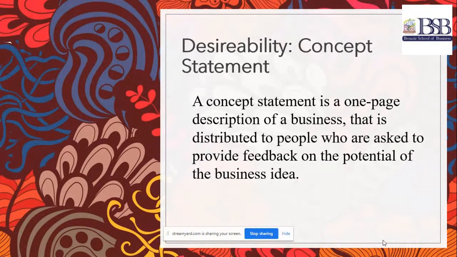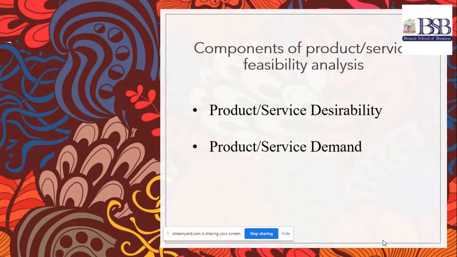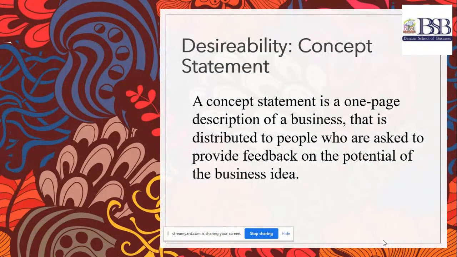So I will revise again. We are dealing with this, that is product or service desirability, right? In product and service desirability, we have a tool, that is concept statement. You will make a concept statement. This concept statement is just one page long. This concept statement has five different headings. The first is description of the product. Second is, what is your target market? The third is the benefits of your product. The fourth is how do you position your product relative to your competitors? And the fifth one is the managerial or management team.